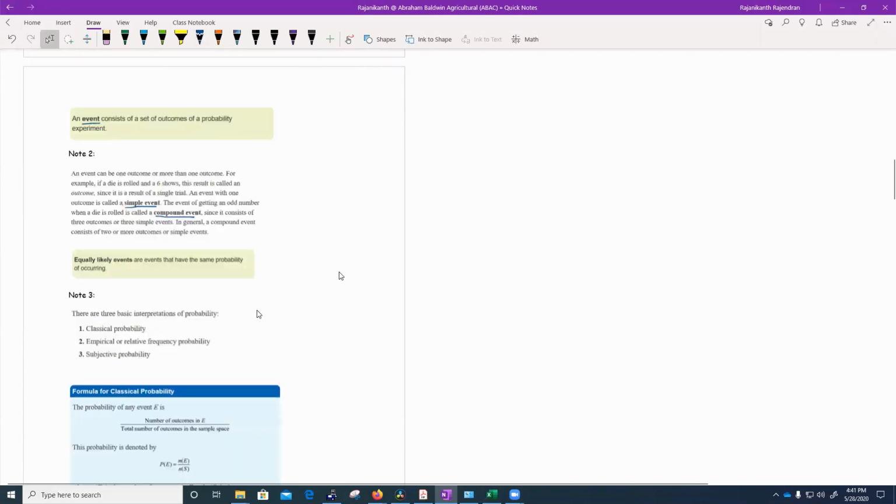Now, next one, equally likely events. What does it mean by equally likely events? Equally likely events are the events that have the same probability of occurring, right? What does it mean by that? For example, look at this. When you roll a die, what is the chance of getting, say, number 6? What is the chance of getting, say, number 2?